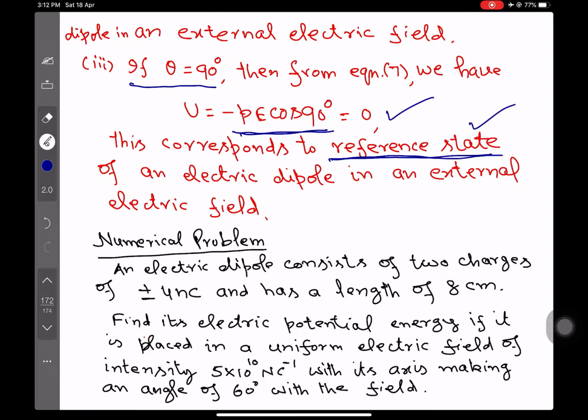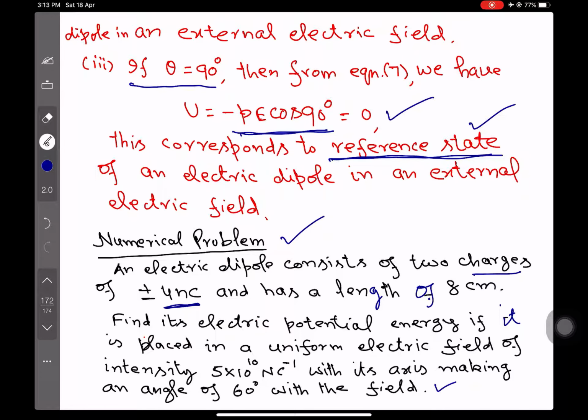So that completes this. Now we come to a numerical problem. The problem is: an electric dipole consists of two charges of plus minus 4 nC. nC means nanocoulomb. That means one charge is minus 4 nanocoulomb and the second charge is plus 4 nanocoulomb, and it has a length of 2 centimeter. This is the length of the given electric dipole, and you know that the length of an electric dipole is denoted by either 2L or 2A. So therefore here 2A will be 8 centimeter. Find its electric potential energy if it is placed in a uniform electric field of intensity 5 into 10 raised to the power 10 Newton per coulomb with its axis making an angle of 60 degree with the given field.